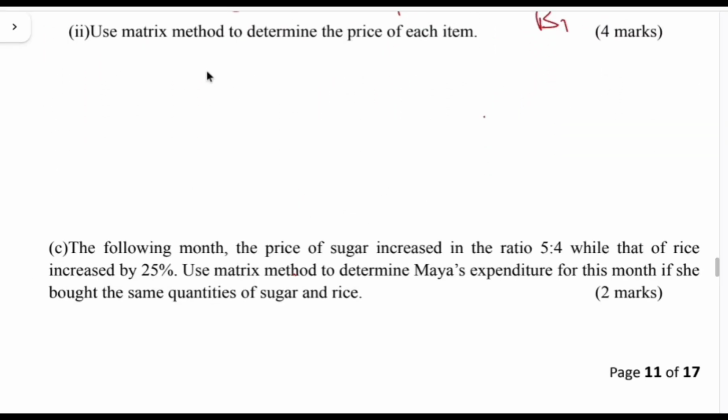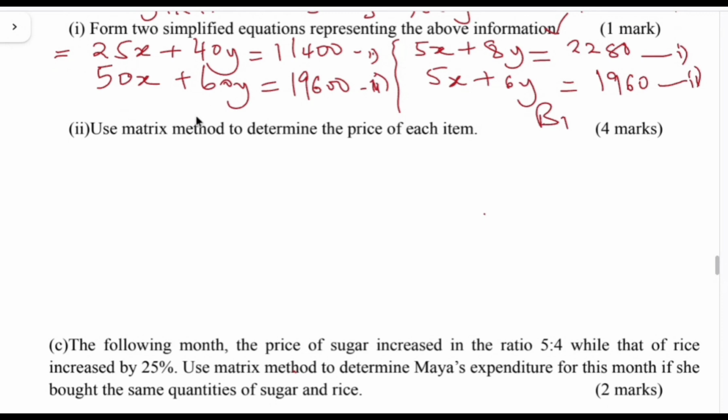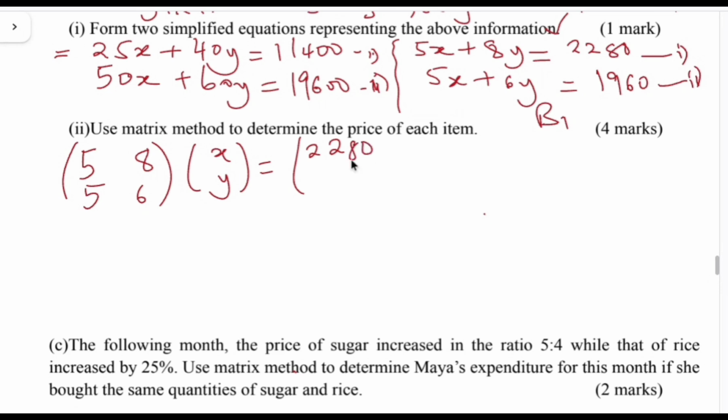Roman 2 umeambiwa use matrix method to determine the price of each item. So obviously hii tayari ushajua. So matrix method hizi 5 8 5 6 utaiweka kando, tutaandika 5 8 5 6 multiply by x and y equal to 2,280, and the other one should be 1,960. That's the first step.